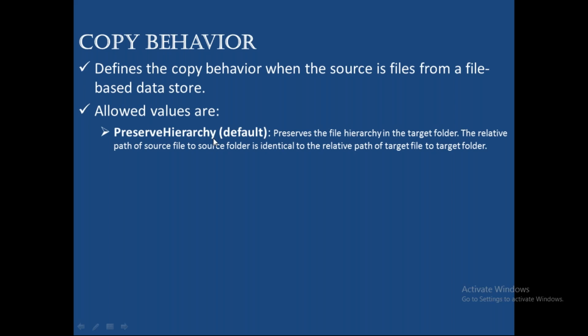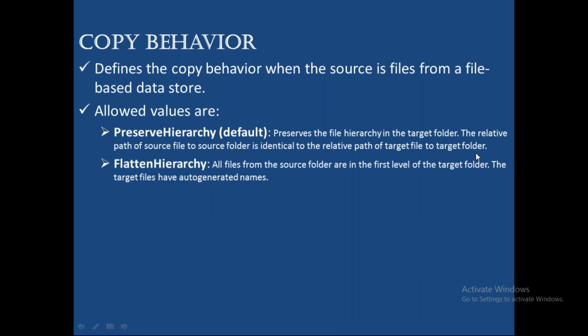What will preserve hierarchy do? Preserve hierarchy will load this folder structure as is into your destination. It preserves the file hierarchy in the target folder. The relative path of the source file to the source folder is identical to the relative path of the target file to the target folder. What it means is that source files and source folders are kept exactly the same on the destination side also.